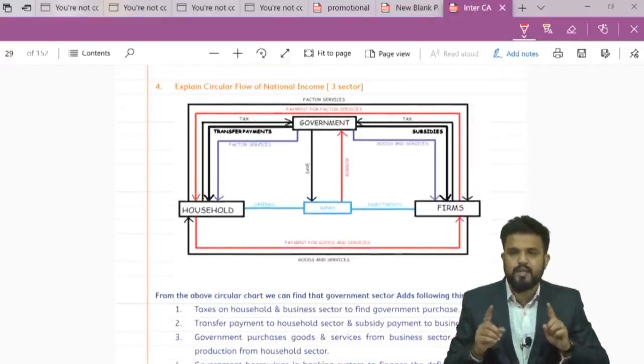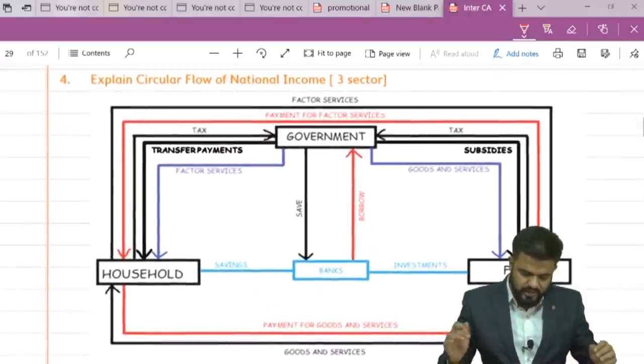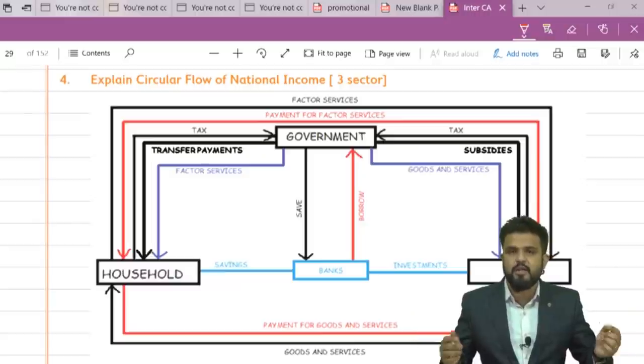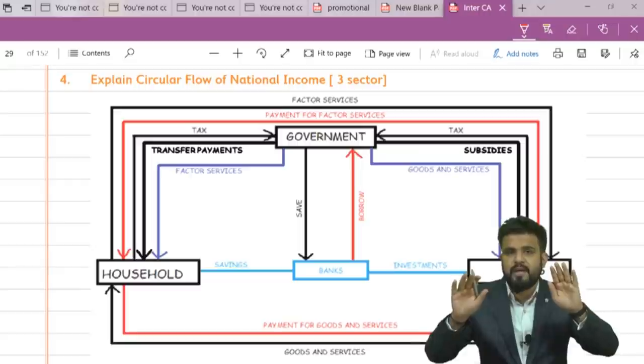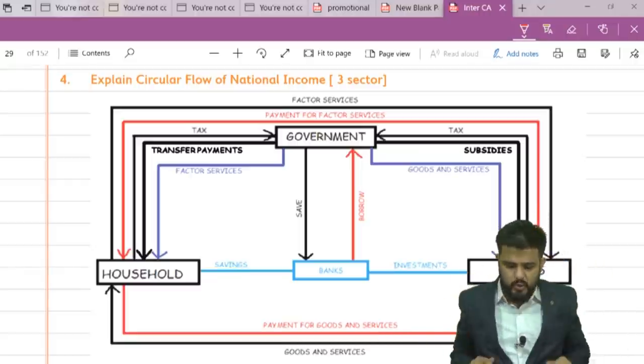Circular flow, you should be thorough. This is precise for three sector, which we have already discussed. So if you study four sector properly, no need to study three sector separately. It by default includes.